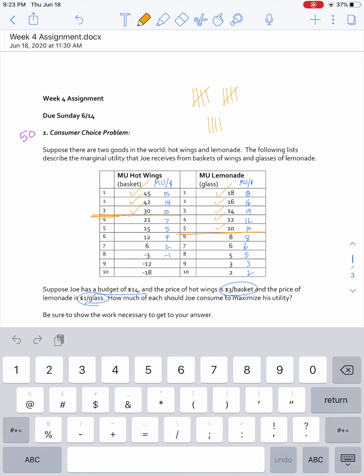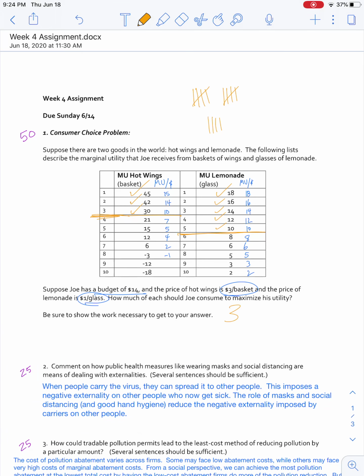How much of each should Joe consume to maximize his utility? What did I say? 3. Whoops, get rid of that. 3 baskets of wings and 5 glasses of lemonade. Show the work necessary to get your answer.